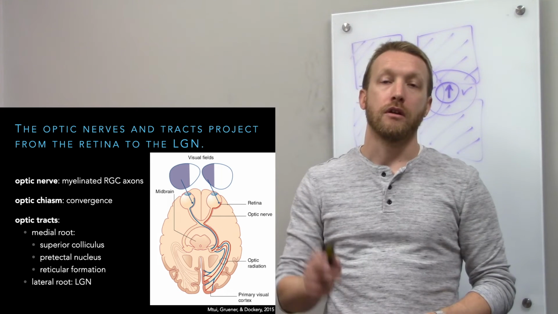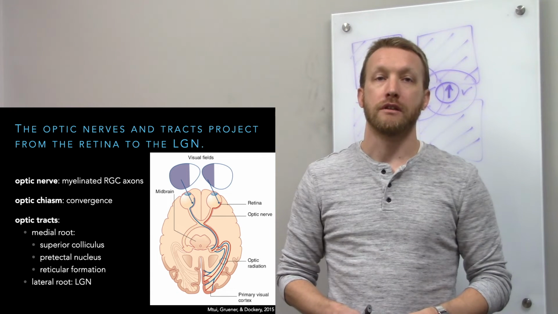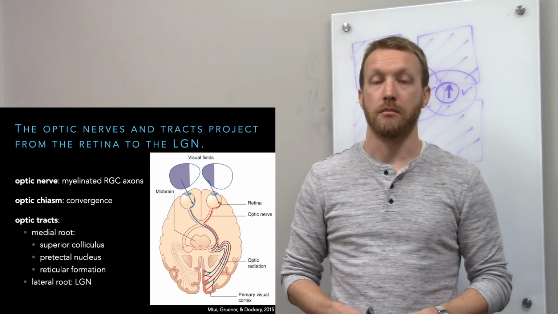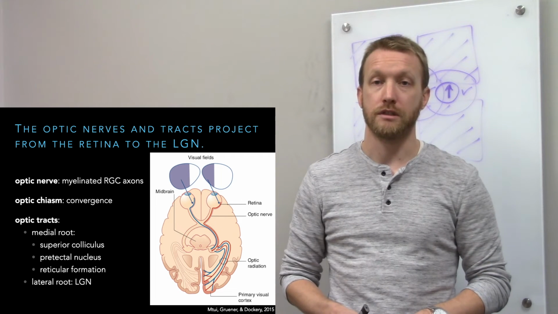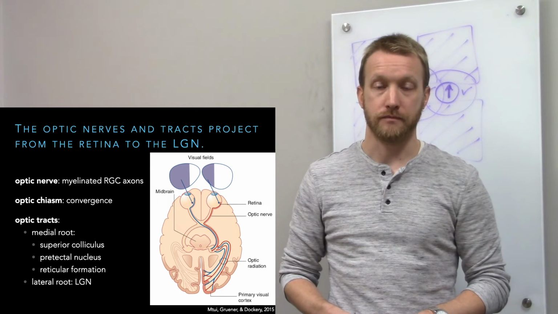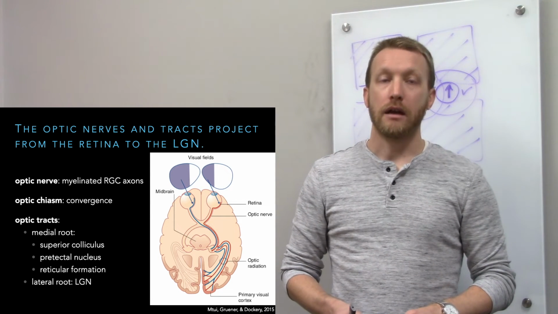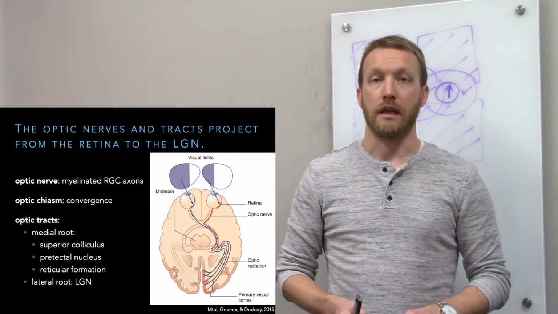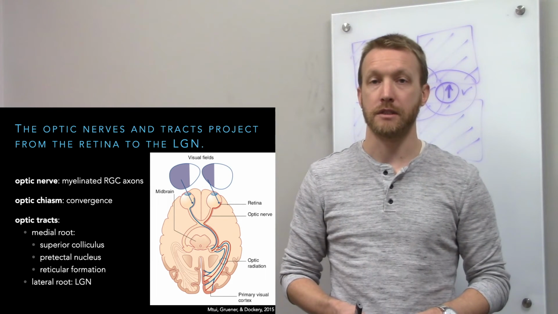The optic tracts have a medial root that innervates the midbrain, serving the superior colliculus to help create some automatic eye movements if needed. The pretectal nucleus to assist in the pupillary light reflex, and then the reticular formation to provide input about light. The lateral root is what we'll concern ourselves with for the rest of this lecture. That lateral root is going to go on to the lateral geniculate nucleus of the thalamus.